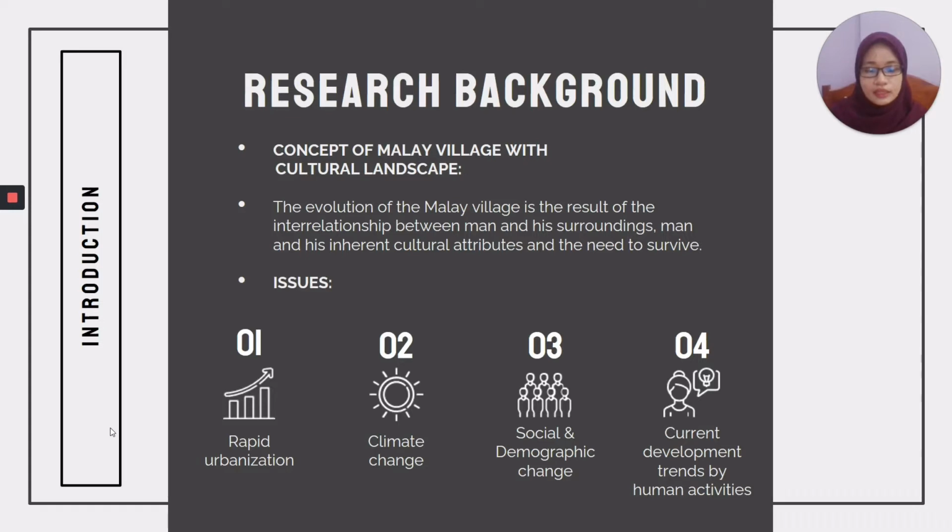This research mainly focuses on examining how to preserve the rural landscape character of the traditional Malay village. The degradation of rural landscape character is obviously caused by rapid urbanization, climate change, social and demographic change, and current development trends from human activities. As uncontrolled urbanization has a bad impact on the preservation process, this research tries to expose solutions to preserve these values in the best way.